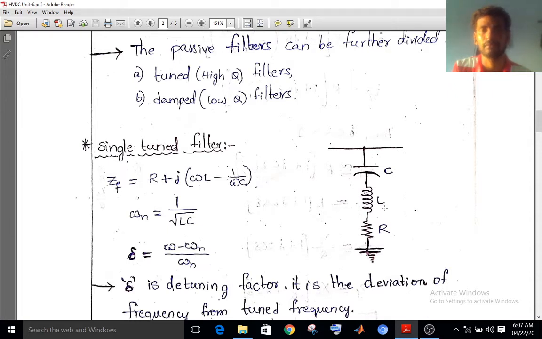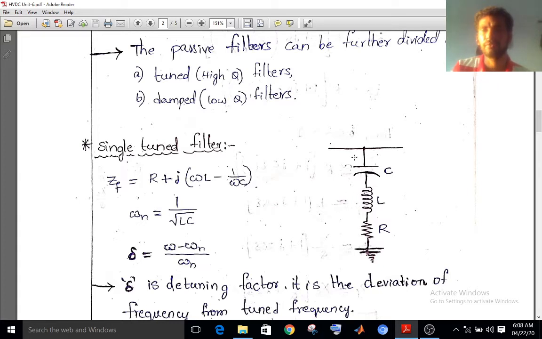So the single tuned filter, in the circuit on my right, if you see, is connected in parallel to the HVDC transmission system. It consists of a capacitor, an inductor and a resistor. All these three elements are connected in series.